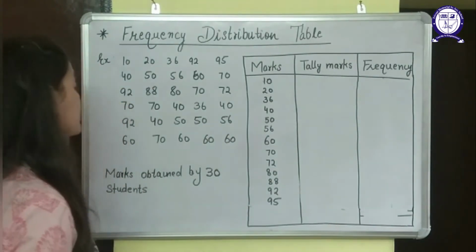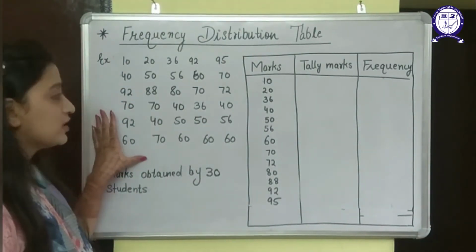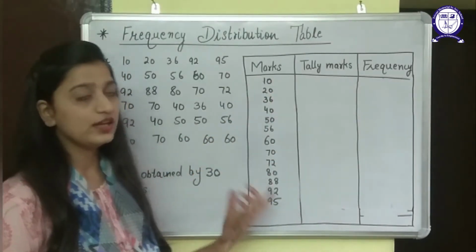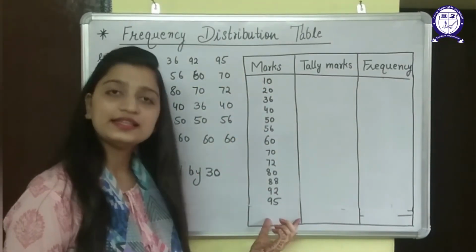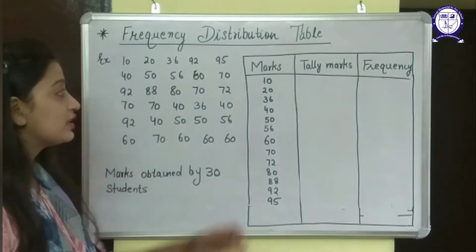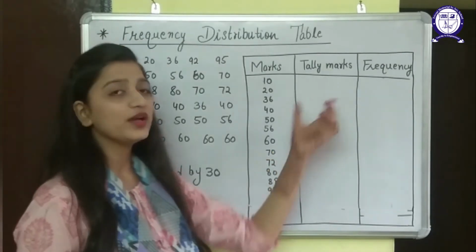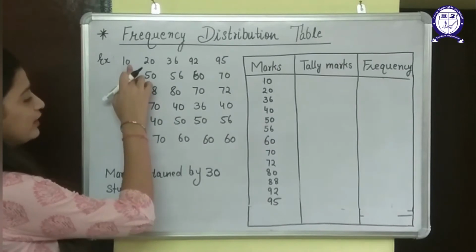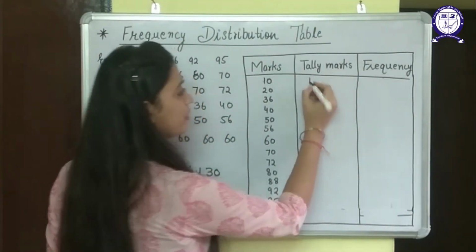Now in this question there are marks given to us, and looking at these marks, I have arranged them in order, from 10 to 95. Now the first thing is arranging them in this form. The second one is finding the tally marks. So how I am going to do it is, look at the 10. Now I am finding the 10 here, and the tally marks will be this.